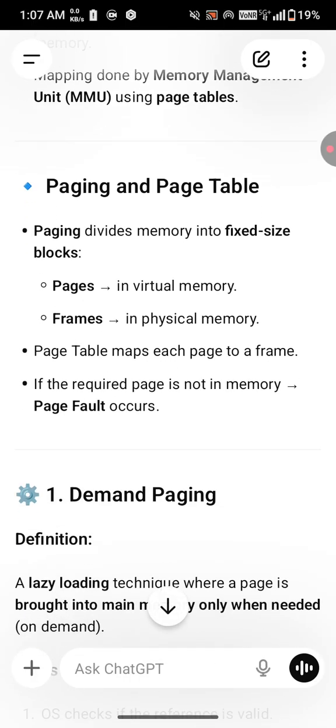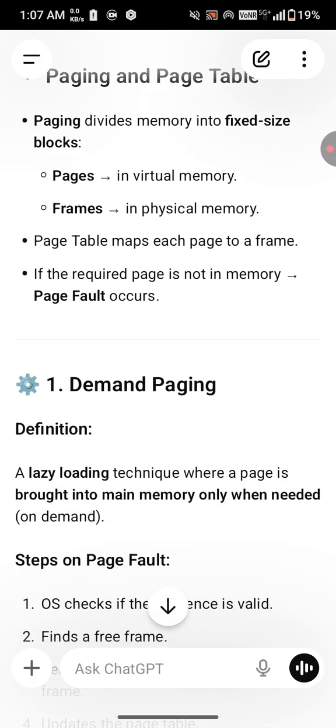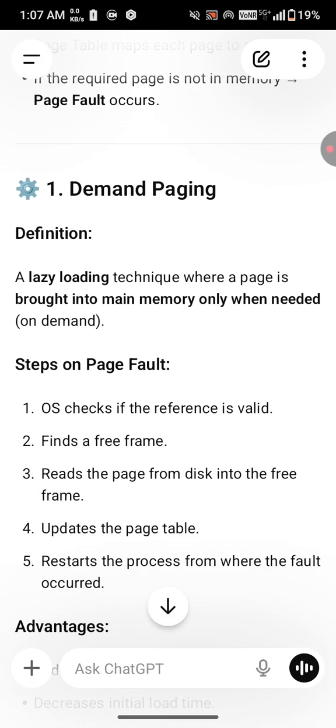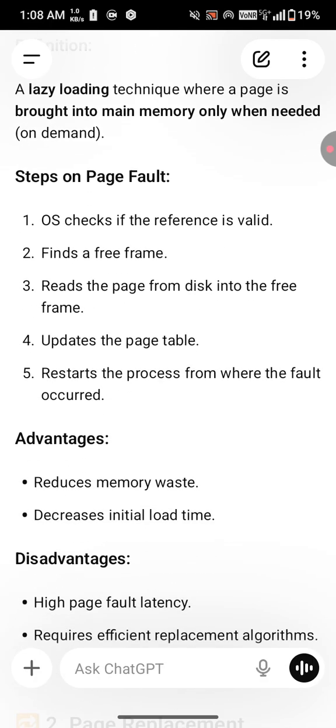Demand paging definition: a lazy loading technique where a page is brought into main memory only when needed. That's known as demand paging. Steps on page fault: the operating system checks if the reference is valid, finds a free frame, reads the page from disk into the free frame, updates the page table, and restarts the process from where the fault occurred.